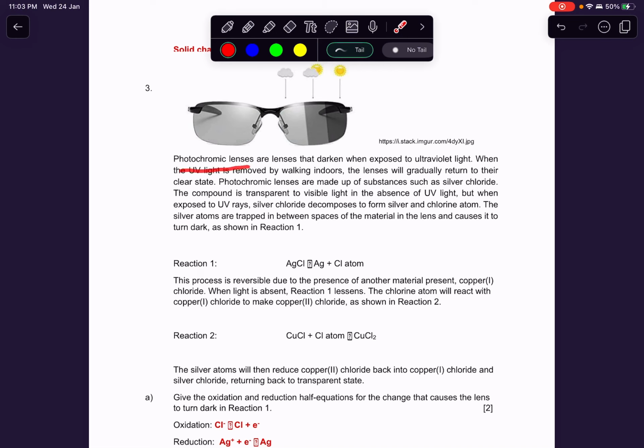Photochromic lenses are lenses that darken when exposed to UV light. When it's removed by walking indoors, the lens will gradually return to clear state. They are made of substances such as silver chloride. It's transparent to visible light in the absence of UV light. But when exposed to UV ray, silver chloride decomposes to form silver and chlorine atom. So you can start to actually highlight the chemistry portion, right? Silver atoms are trapped in the spaces between the materials and cause it to turn dark, as shown in reaction 1.